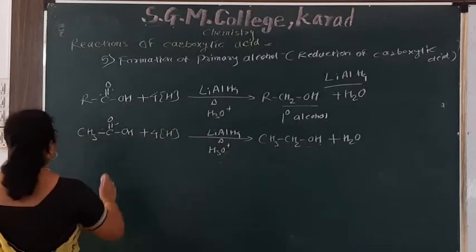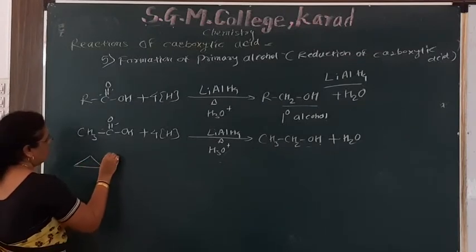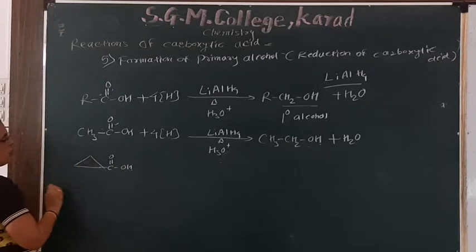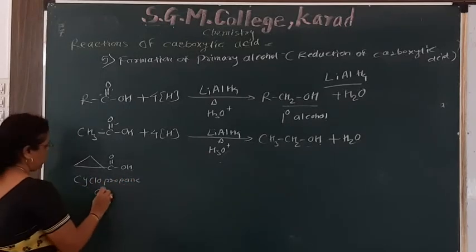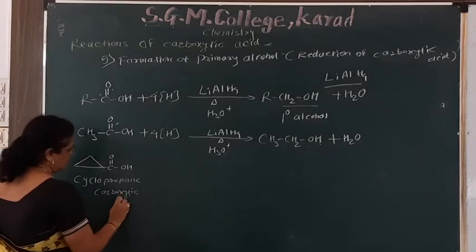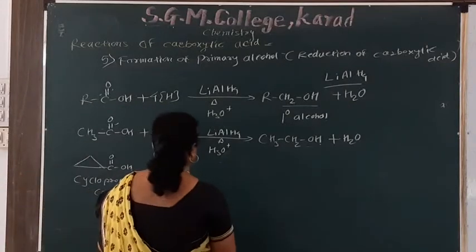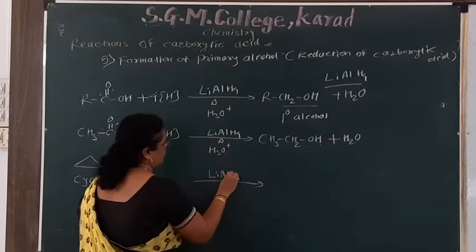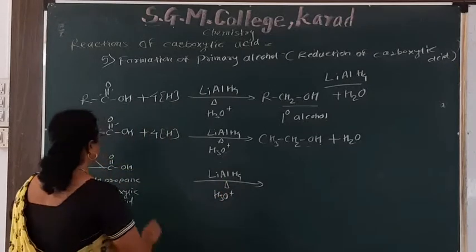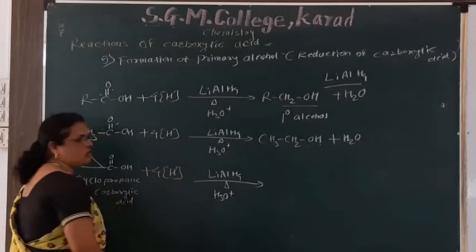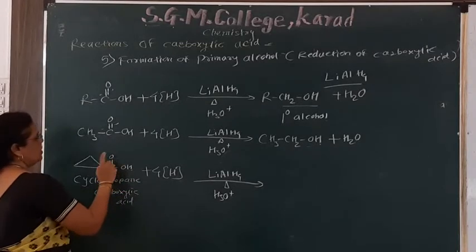Another example: COOH on a cyclopropane, that is cyclopropane carboxylic acid, on reduction with LiAlH4, lithium aluminium hydride, in acidic medium, that is H3O+. 4 nascent hydrogen atoms are added to reduce this cyclopropane carboxylic acid. This CO is replaced by CH2.